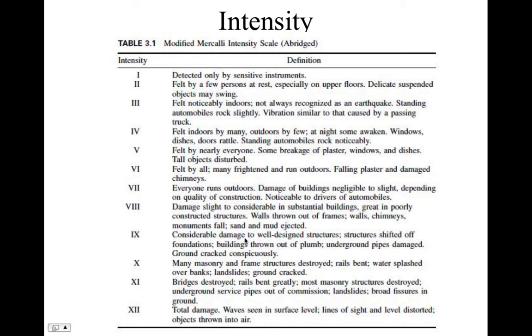Considerable damage to well-designed structures, structures shifted off foundations, buildings thrown out of plumb, underground pipes damaged, ground cracks conspicuous. In fact, during the 1989 Loma Prieta earthquake, we actually had some intensities of 9 in the Marina District in San Francisco, and also at the Cypress structure in Oakland, where the double-decker freeway collapsed. I'll mention more about that in the San Andreas lectures.